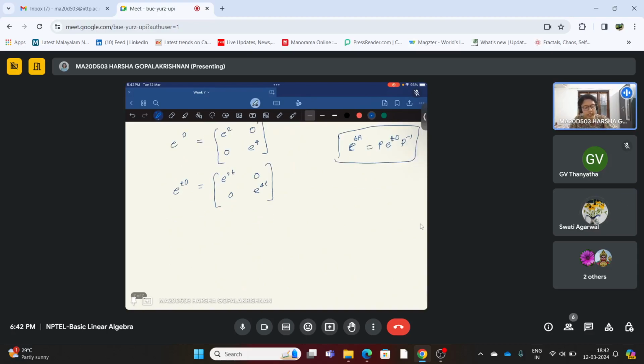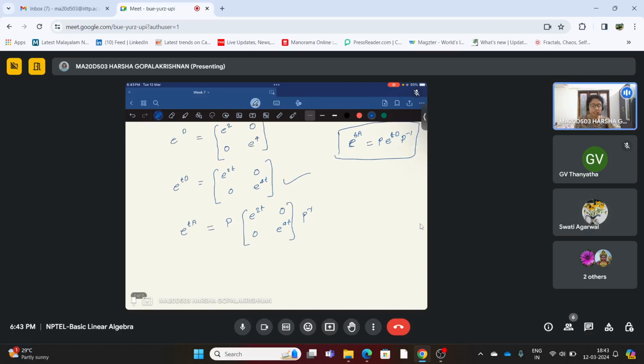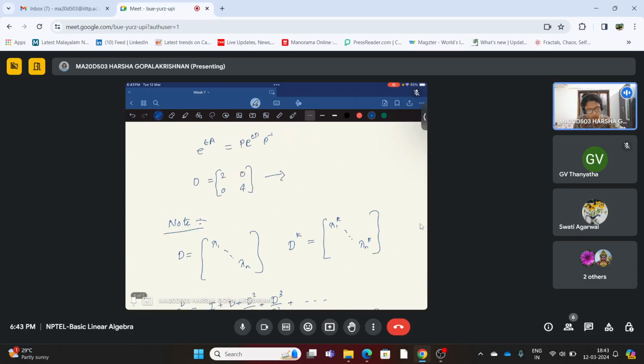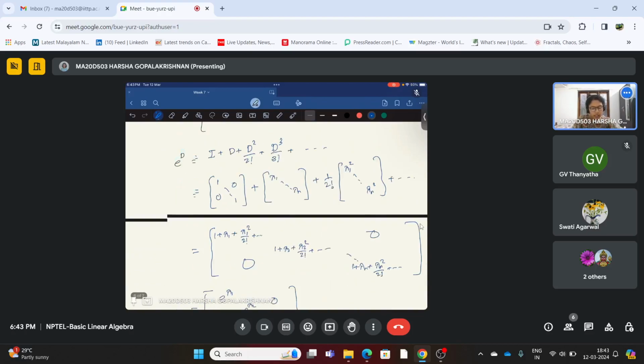So here our e power tD will be like this. The question was to find e power tA. We already have the P here, and for e power tD we got e power 2t, 0, 0, e power 4t, and P inverse we can find. I haven't found the P inverse, so it's just the calculation only. From P you can write what P inverse is, and then just substitute here.